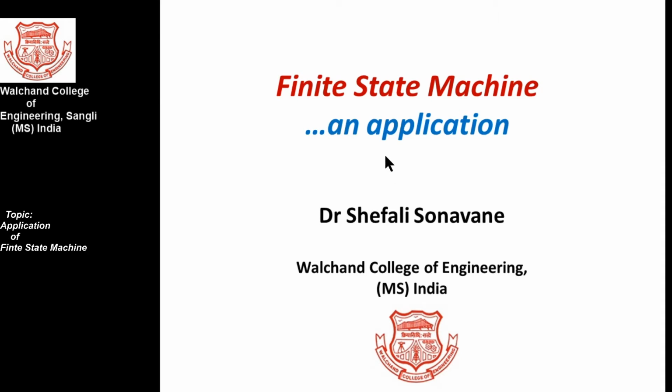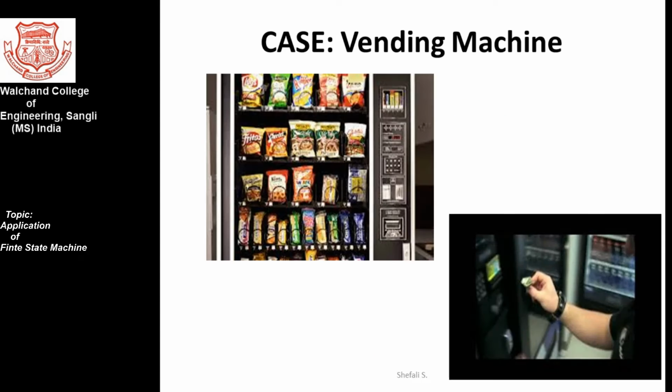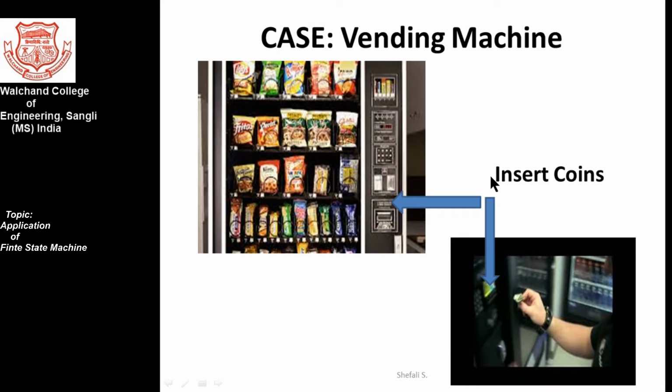This session is dedicated to explaining a simple example of a finite state machine. Finite state, that is, the number of states is limited. Let us take the example of a vending machine. In the vending machine, there are a number of items, and if a person wants to purchase any of the items, then definitely the person needs to pay for it.